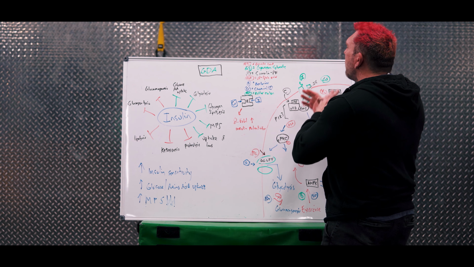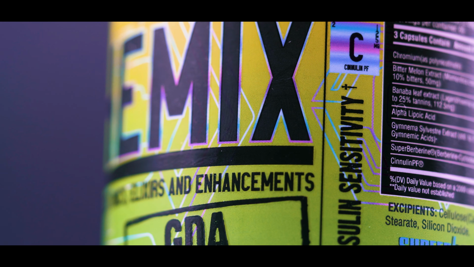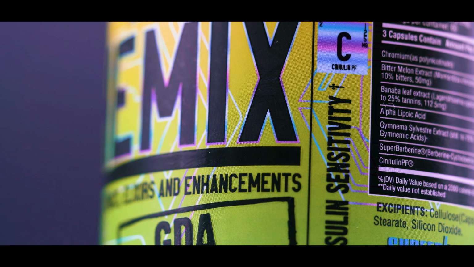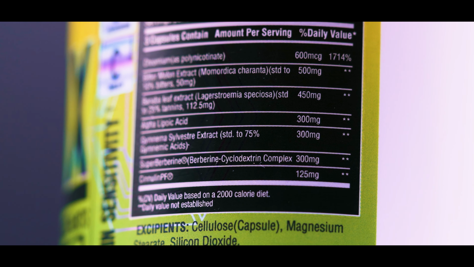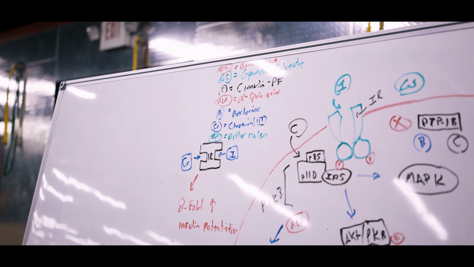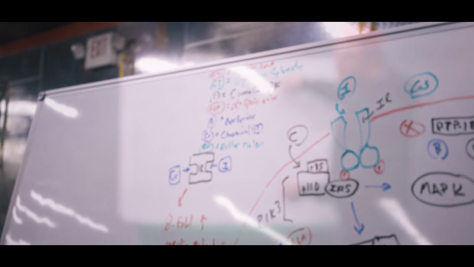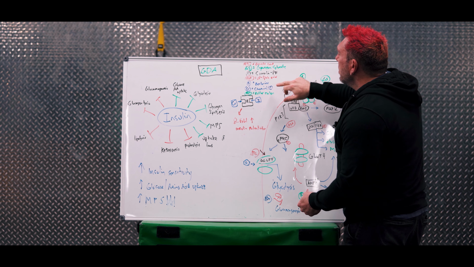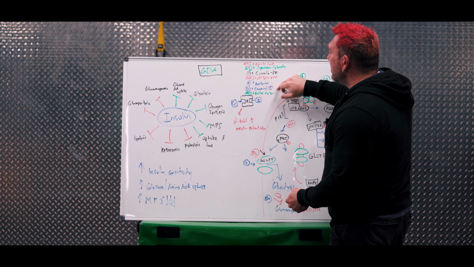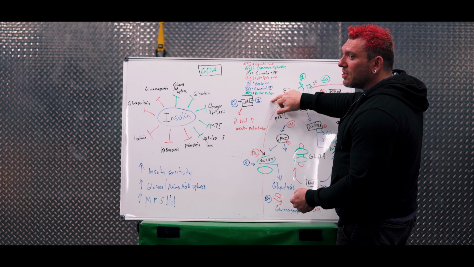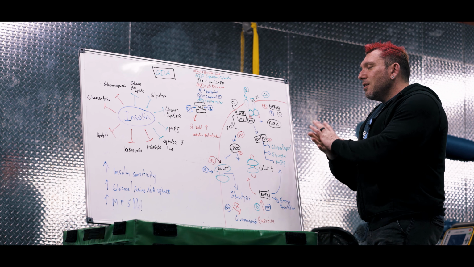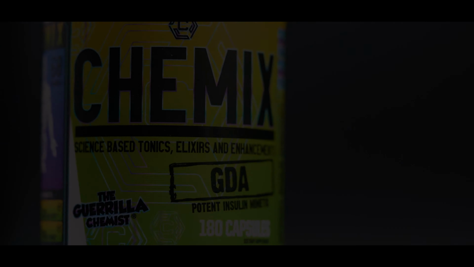So the key to everything working well is the synergy between these seven ingredients, which we go through: banaba leaf extract, which is standardized for tannins, Gymnema sylvestre extract, Sinulin, which has the type A polymers that are water soluble, alpha-lipoic acid, berberine in the form of SuperBerberine, which is a cyclodextrin berberine complex for absorptivity, chromium 3 in the form of chromium polynicotinate for the binding to the insulin receptor, and bitter melon extract standardized to 10% bitters. This is a crazy, strong, intense glucose disposal product.